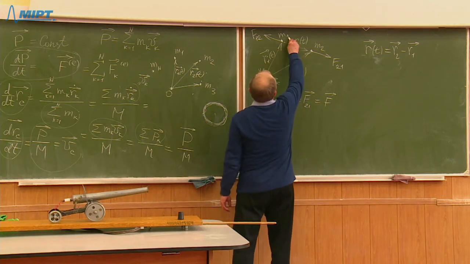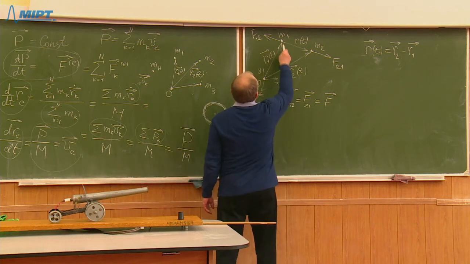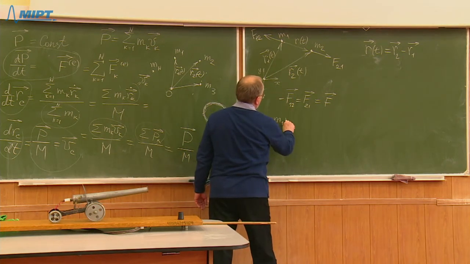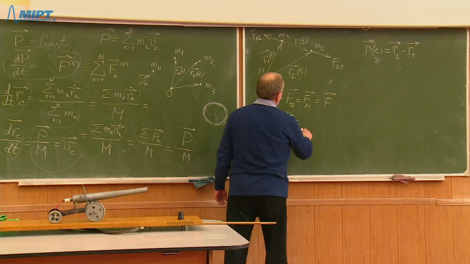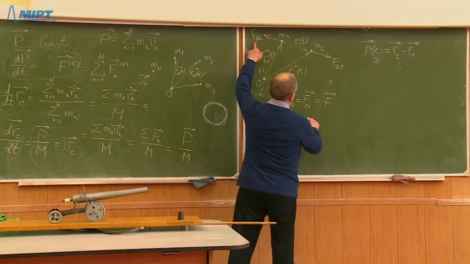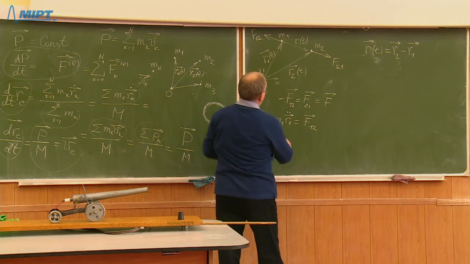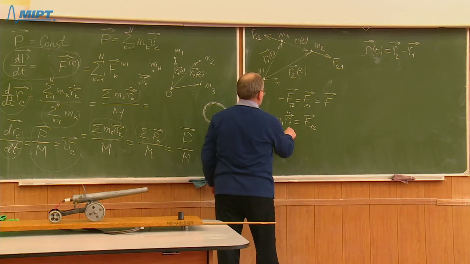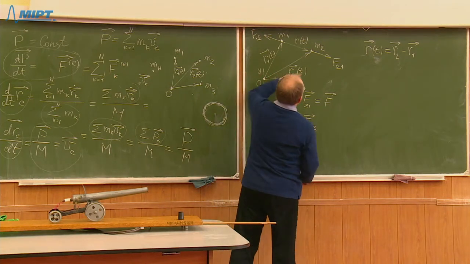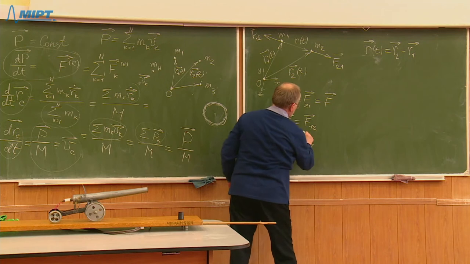What will be the law of motion of each body? The law of motion of mass M1 will be M1 R1 second derivative with respect to time equals F, the force acting on the first particle. And the law of motion of the second body will be M2 R2 second derivative equals the second force F21 acting on the second particle.